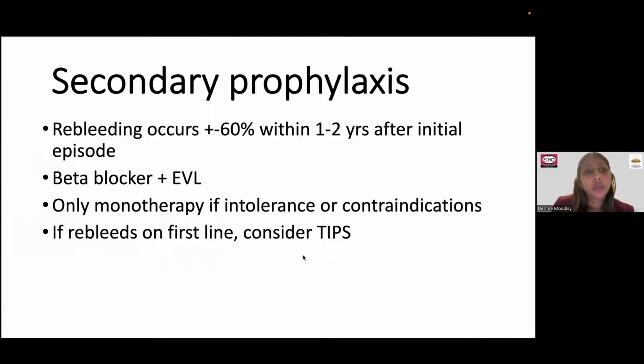In terms of secondary prophylaxis, we know that rebleeding occurs in up to 60% of patients within 1 to 2 years after the initial episode. So we want to prevent that. They should be on dual therapy, so beta blocker and endoscopic variceal ligation. You should only use monotherapy if there's intolerance or contraindication to a beta blocker. And if they rebleed on first line, that's when, once again, you can consider a TIPS.